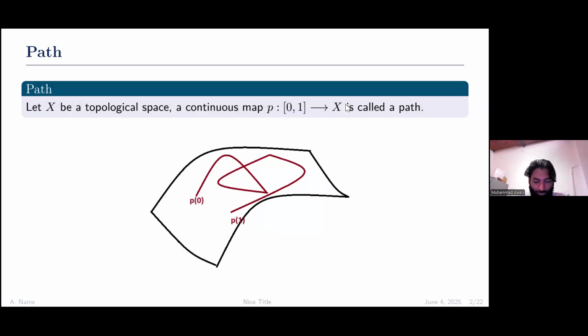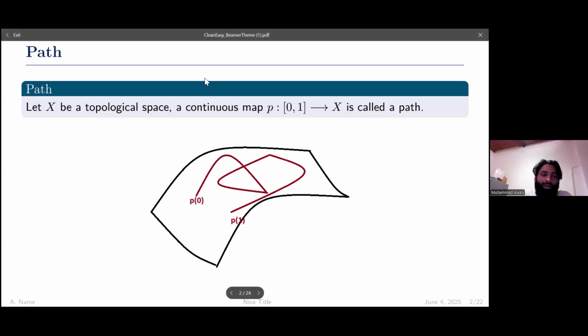So to make the theory formal, to go on this way, with the intuition which I gave earlier, first we have to define what is a path. Let X be a topological space. A continuous map P from the interval to X is called a path, and it's very easy to see. One can see the picture, like this is a path.